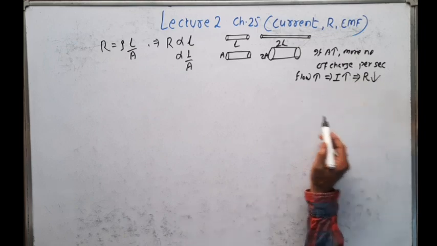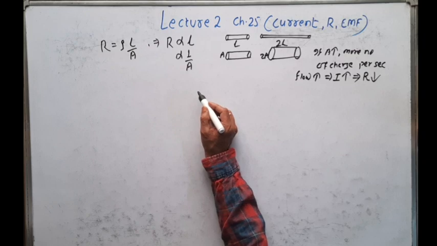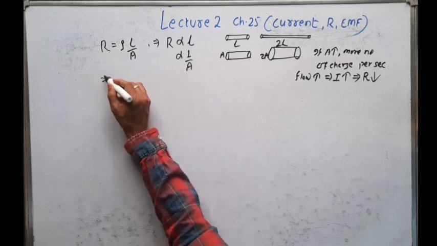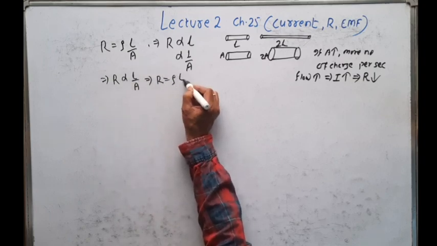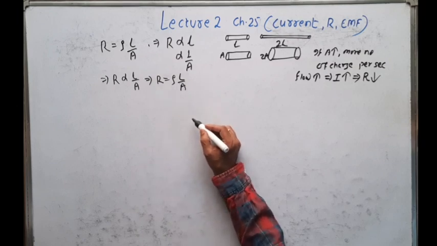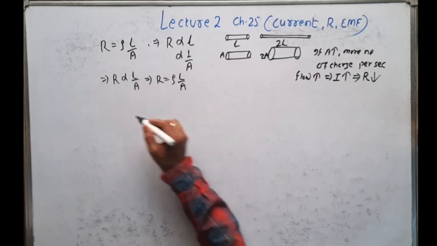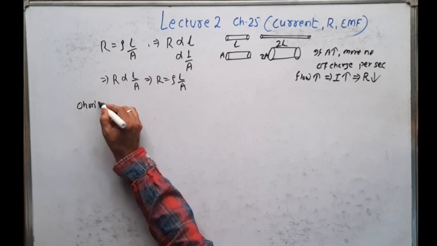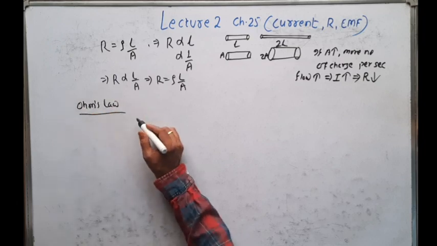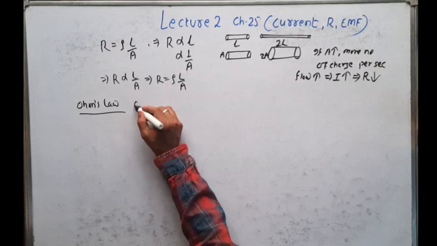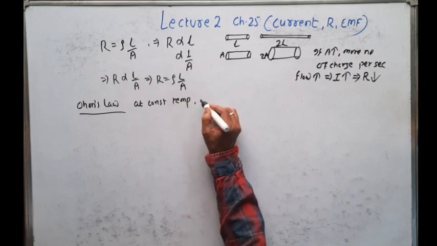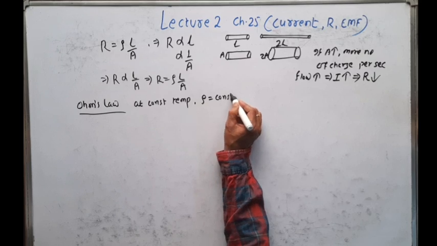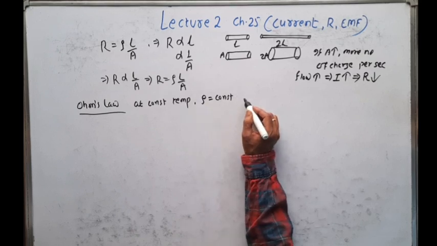So resistance will decrease. So resistance is inversely proportional to the area of cross section, or we can say R is proportional to L by A, or R is equal to some constant into L by A. This constant rho is called specific resistance or resistivity of the material. Okay. Now, what is Ohm's law? You see, Ohm's law states that at constant temperature, rho is constant.